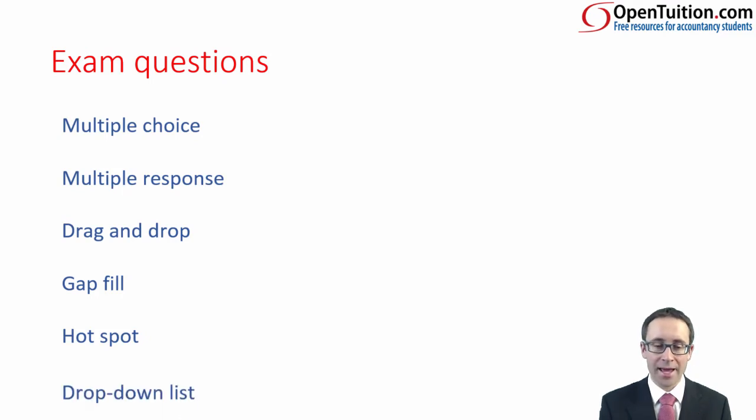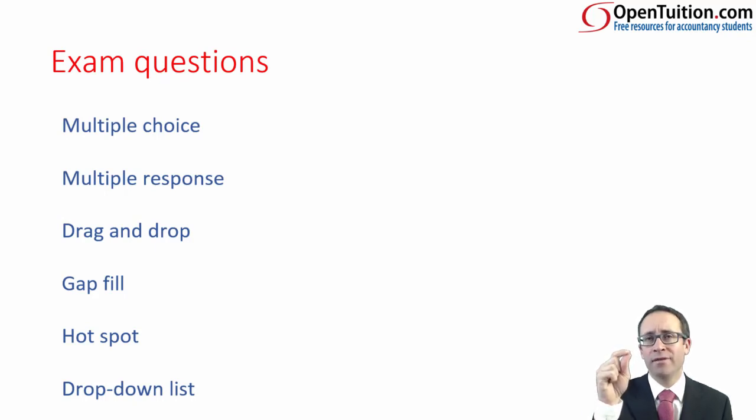Okay, excellent. And then you've got a drop down list. So essentially with a drop down list, you could have a series of numbers to choose, and you just click on the list, and instead of dragging and dropping it, you just drop down to the correct answer.